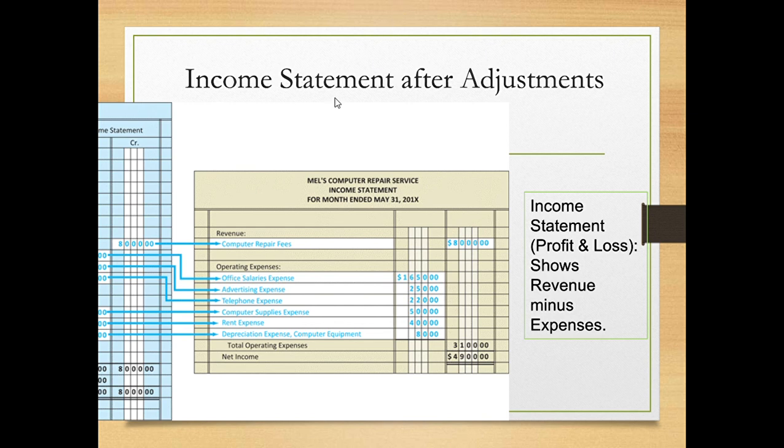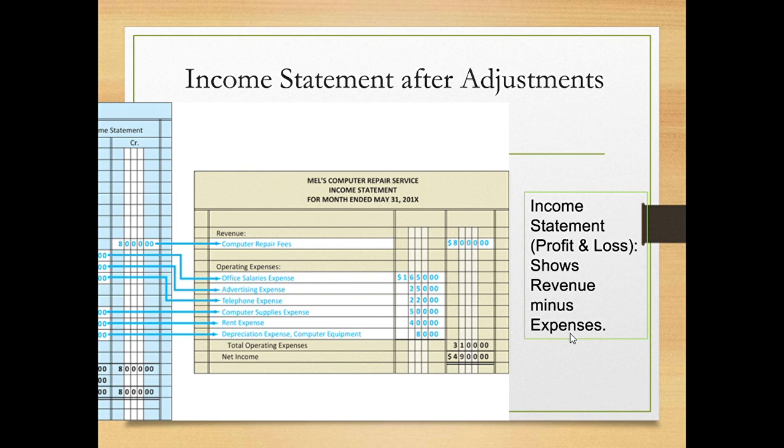Okay, so the first statement that I wanted to look at that we haven't looked at is the income statement. The income statement, or as it's known in QuickBooks Online, profit and loss. So for QBO, we call it profit and loss. Our profit and loss or income statement shows revenue minus expenses.